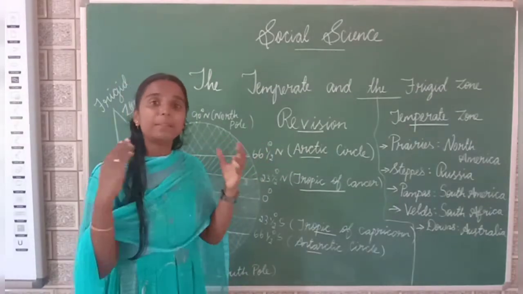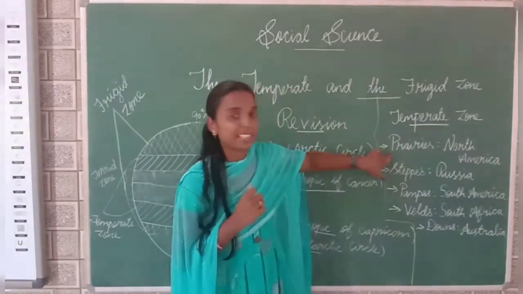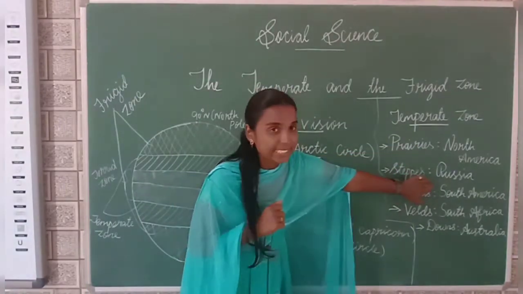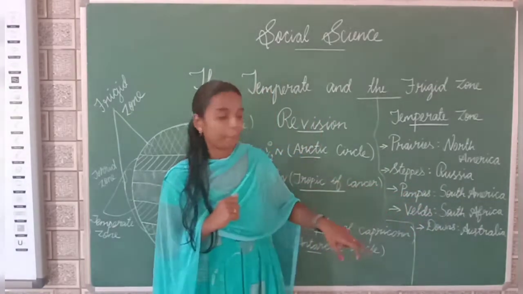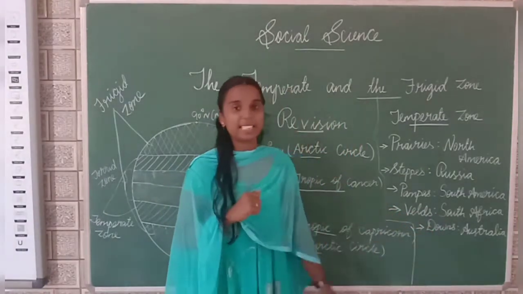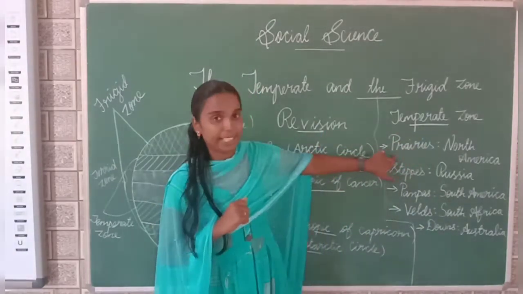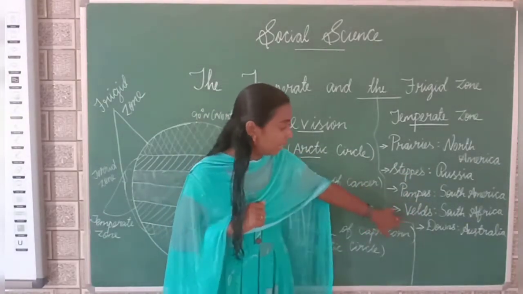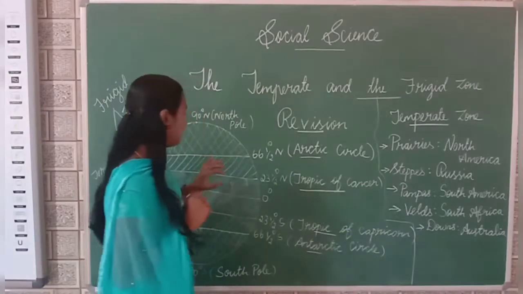So they have different names in different parts of the world, right? What are they? In North America, these grasslands are known as prairies, okay? And in Russia they are known as steppes. In South America, these grasslands are known as pampas. In South Africa, these are known as vales, and in Australia, these grasslands are known as downs, okay? So say me once again, these grasslands are known as prairies in North America, steppes in Russia, pampas in South America, vales in South Africa, and downs in Australia, okay? So these are the important features of the temperate zone.